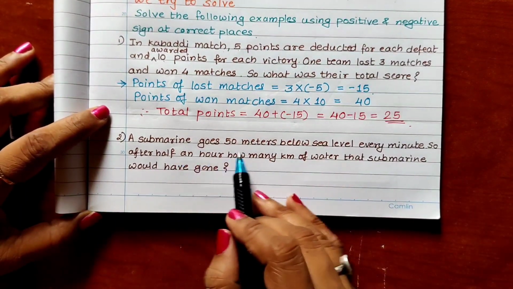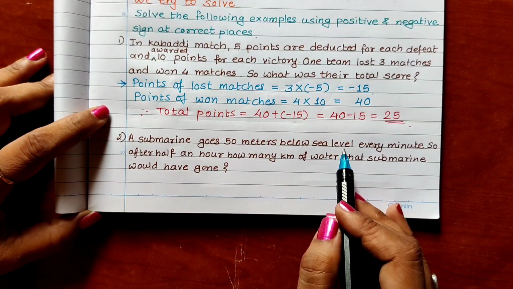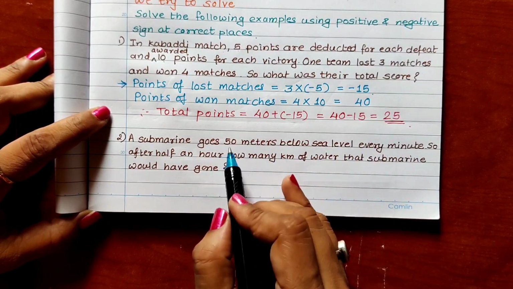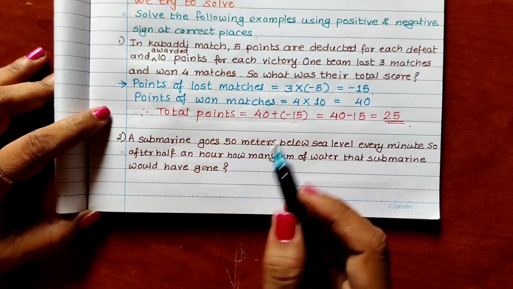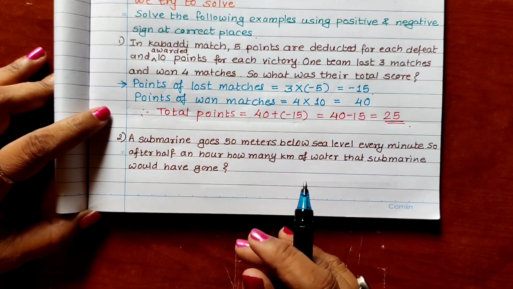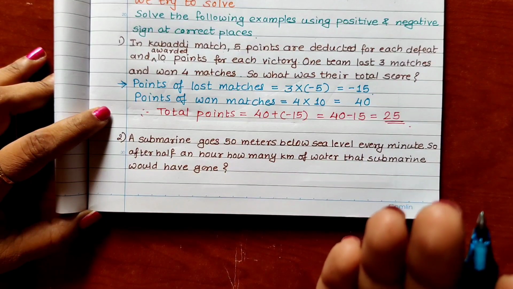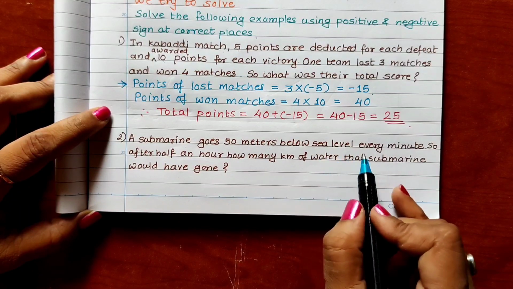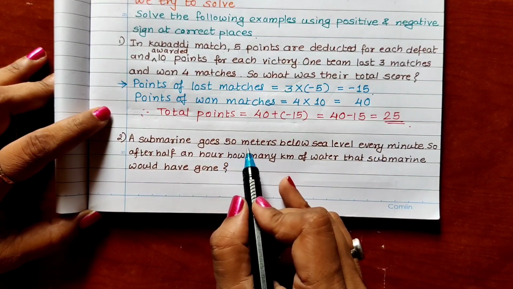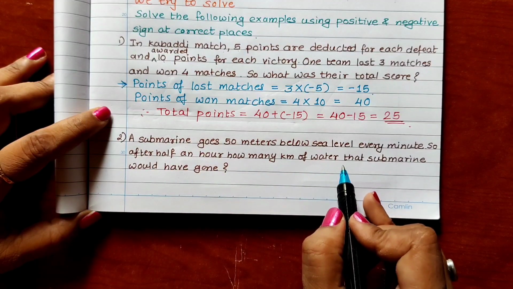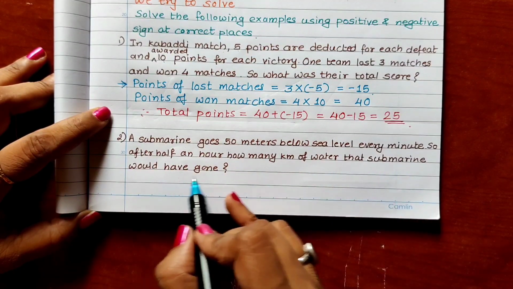A submarine goes 50 meter below sea level every minute. Every minute means in 1 minute the submarine goes 50 meter below. Below means down. Down means minus sign, up means plus sign. Always keep this in mind. So when it is going down, it is going minus 50 meter. So after half an hour, how many kilometer of water would that submarine have gone?